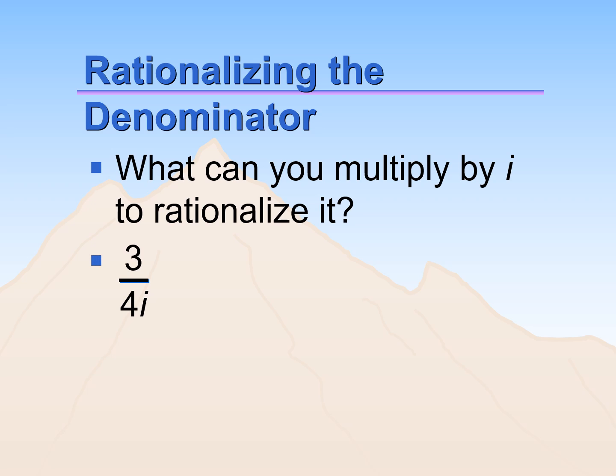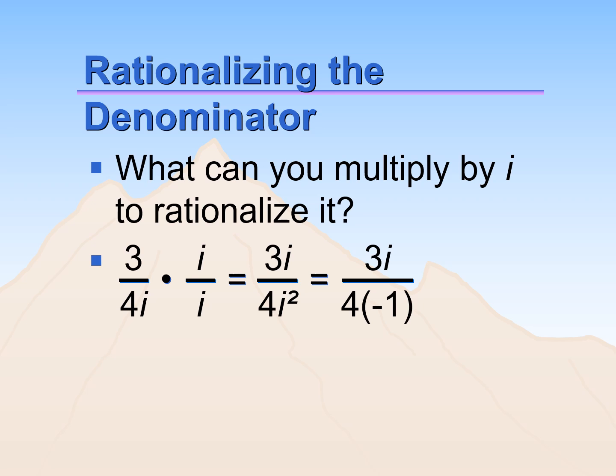So let's try an example. Let's say I have 3 over 4i. Yikes, I cannot have that i in the denominator, so I'm going to rationalize this by multiplying the numerator and the denominator by i. In the numerator, I end up with 3i, and in the denominator, I end up with 4i squared. However, we know that i squared is the same as -1, which leaves me -3 over 4i.